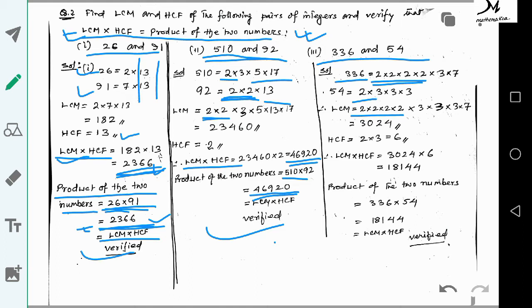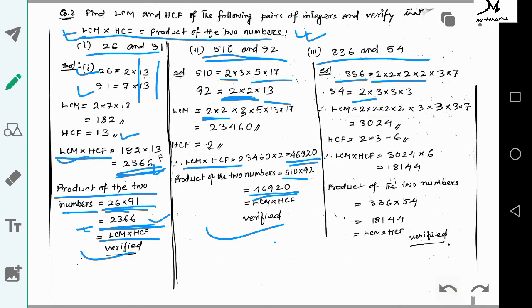And here you see this group consists of three 3's and this group consists of only one. So take the maximum, that is three 3's. And take the uncommon factors as well. Their product is the LCM, and the HCF is only the common factors.